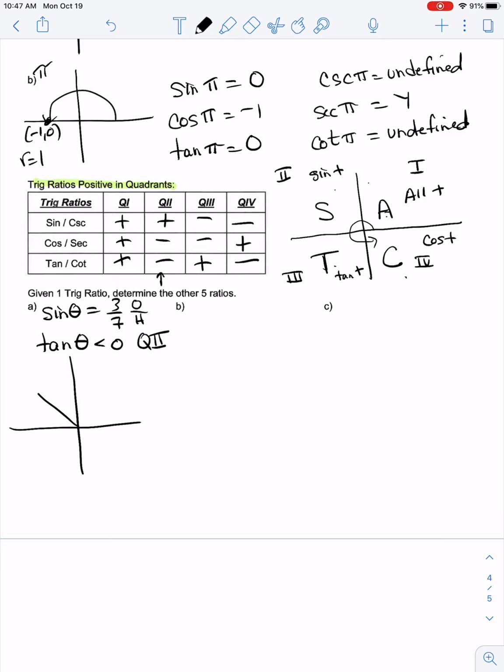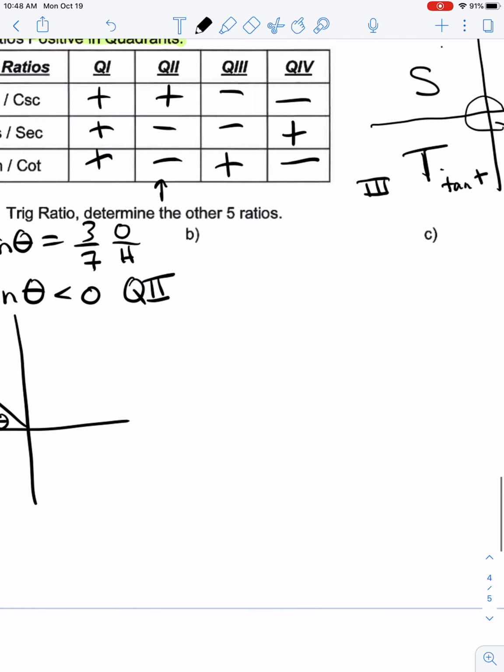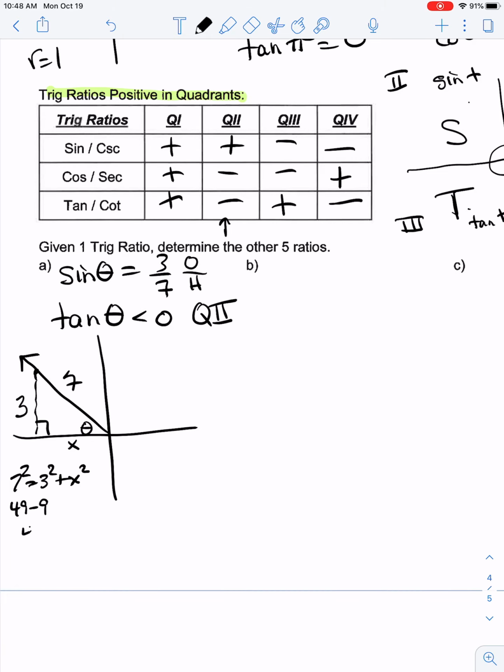So that means this direction, I have a hypotenuse of 7, and I have opposite 3, because in here is going to be my angle. All right, bring that back over here. So then I need to first find out what that x value is going to be. If we do something like 7 squared equals 3 squared plus x squared, little Pythagorean theorem there, you're going to get 49 minus 9 is 40. So x is going to be the square root of 40. And actually it's going to be negative because we're on the left. We're on the negative x-axis.